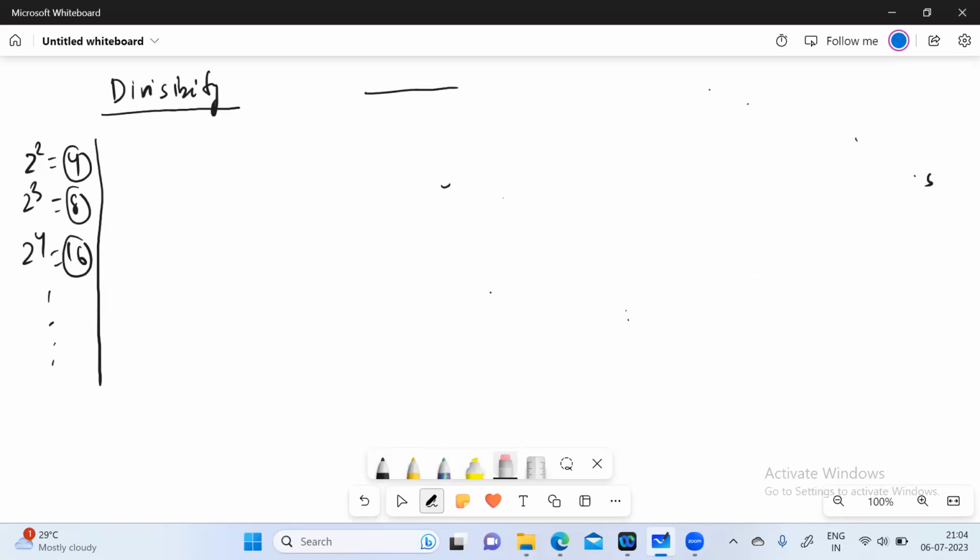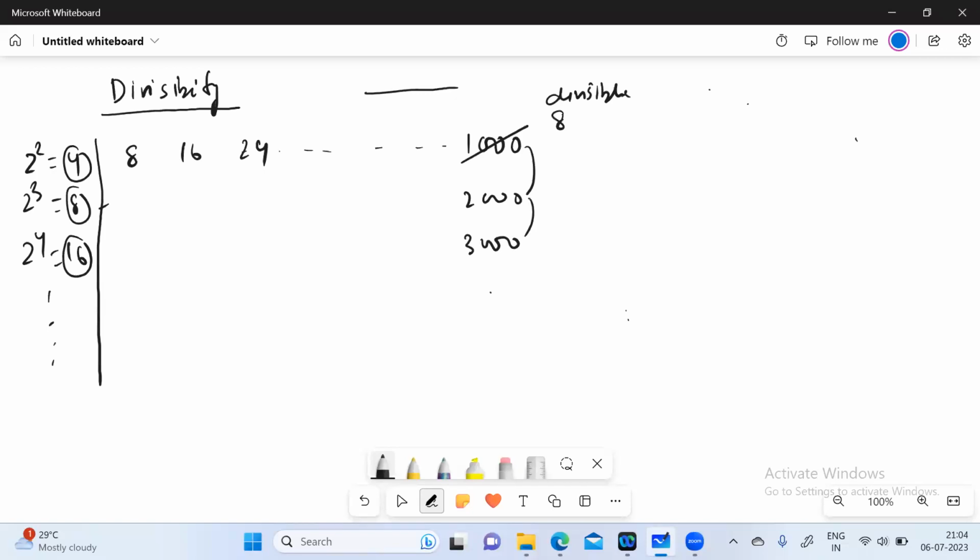Similarly, when you go ahead with the numbers divisible by 8, like 8, 16, and more, you will see that 1000 is divisible by 8. So every number moving ahead with a difference of thousands will be divisible by 8. So 2000, 3000, and any multiple of 1000 will get divided by 8.